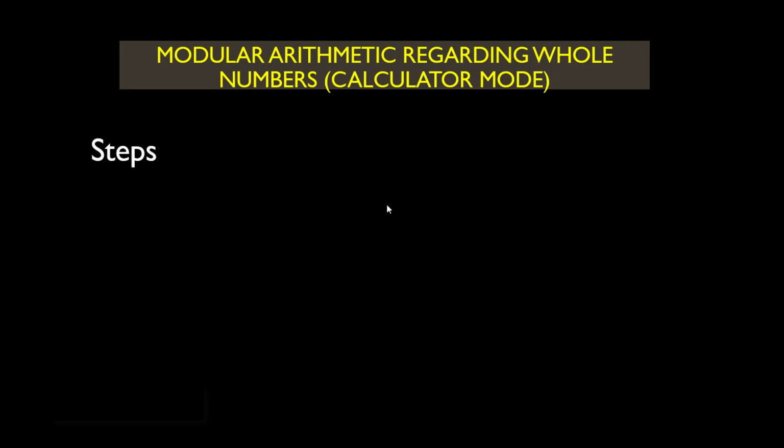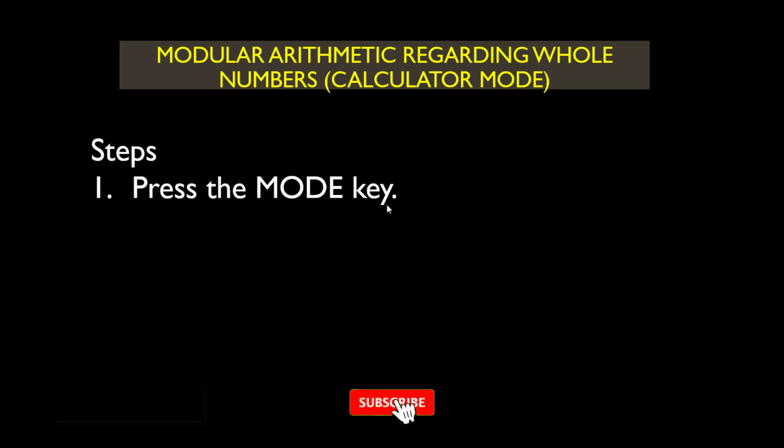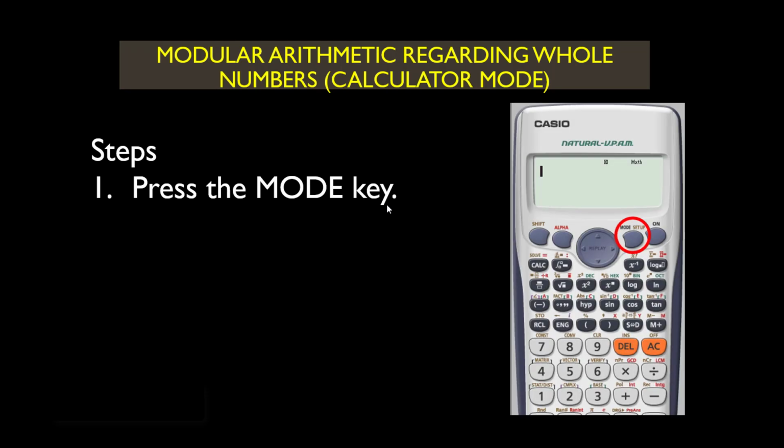Now let's look at some steps when calculator use is involved. Step number 1, press the mode key. Please, in this particular segment, we are only looking at positive or whole numbers. So you press the mode key, and this is the mode key, as you can see right here.